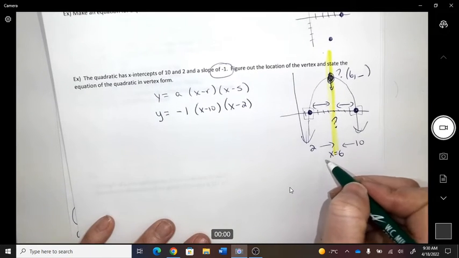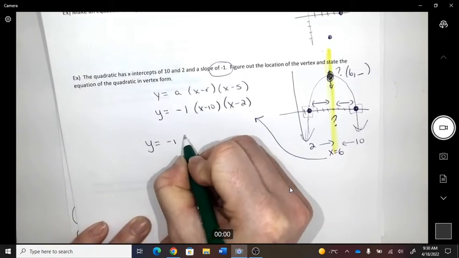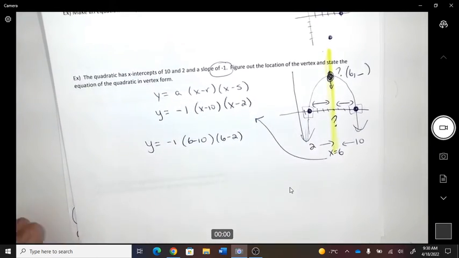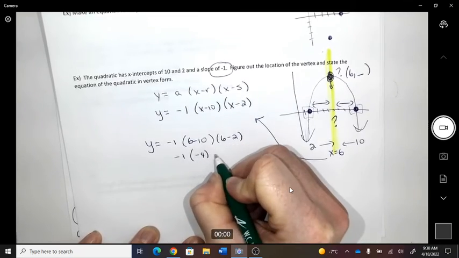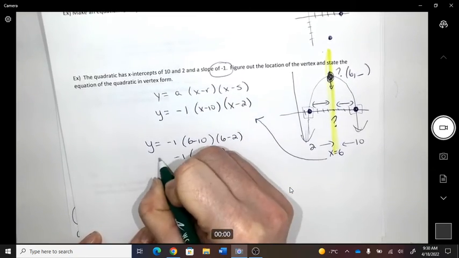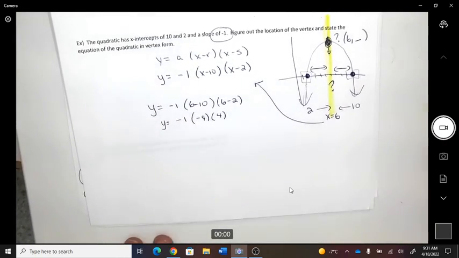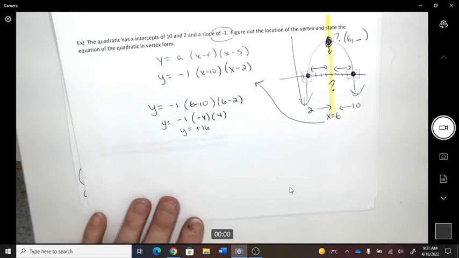So this is what I'm going to do. I'm going to take 6 for x and plug it into that. Okay, so y equals -1, 6 minus 10, 6 minus 2. -4 is that bracket. And +4 is that bracket. So this is going to make +16.